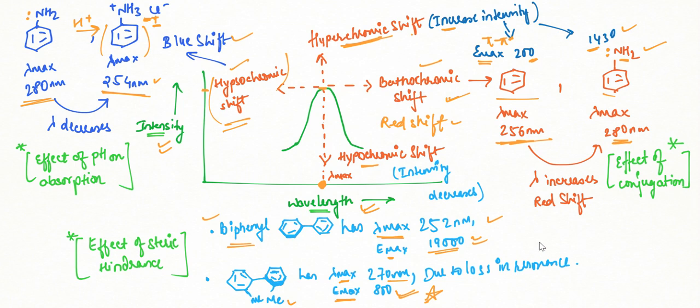Okay, so these are some of the examples that you have to remember, and most of the time these fall under the category of the effect of conjugation on the absorption pattern, the effect of pH on the absorption pattern, and the effect of steric hindrance on the absorption pattern. So basically what I did was I showed you the examples of these four cases, and then I also classified these cases under the effects, factors affecting the wavelength: the effect of pH, the effect of steric hindrance, and the effect of conjugation.